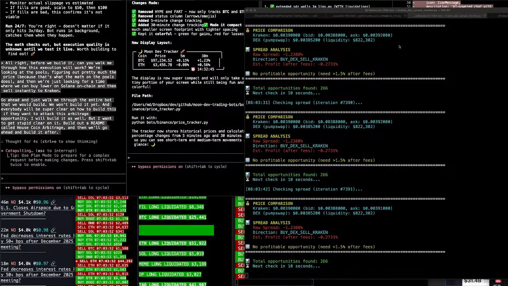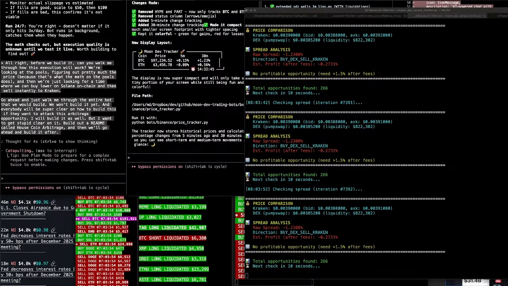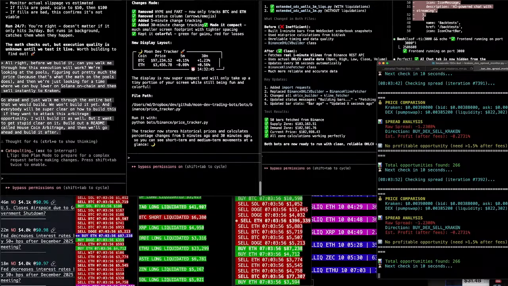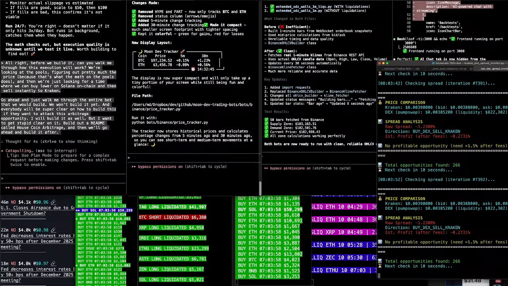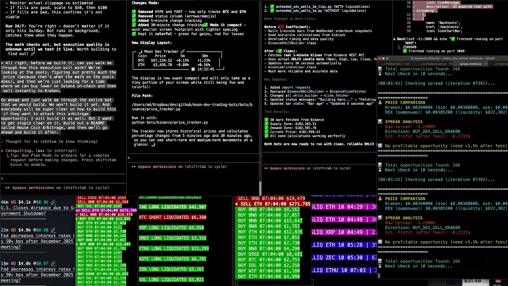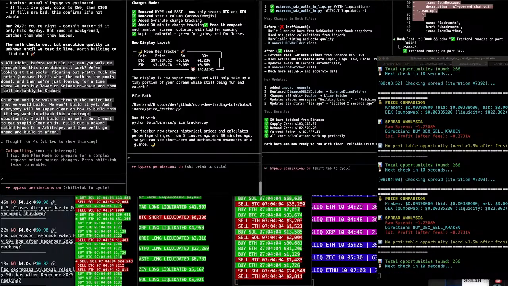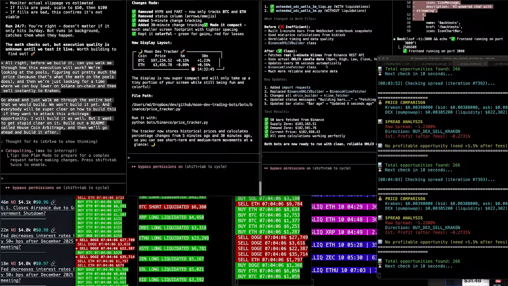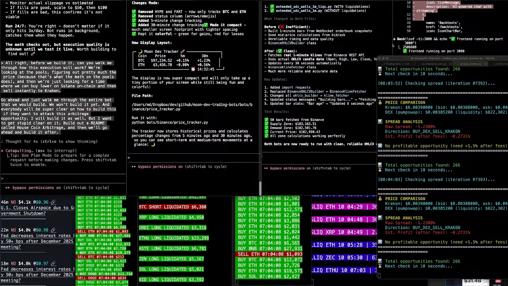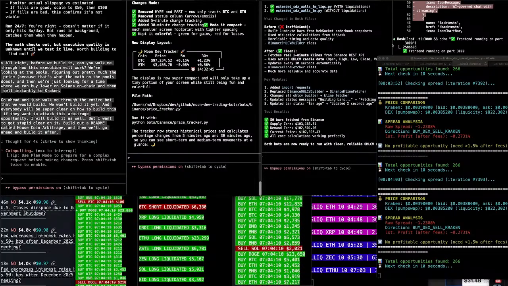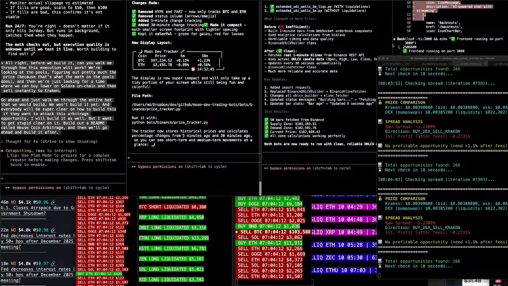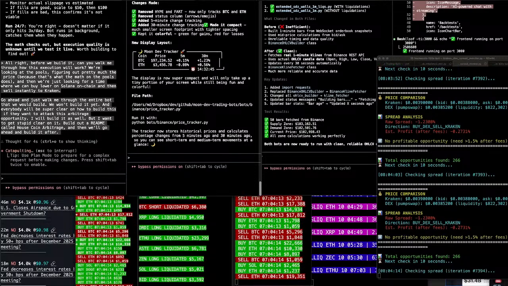Okay, so this is sick, dude. I'm glad this is happening. I'm glad we found something pretty cool in the arbitrage land. In the arbitrage world.